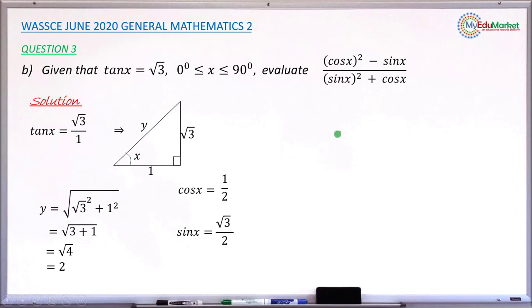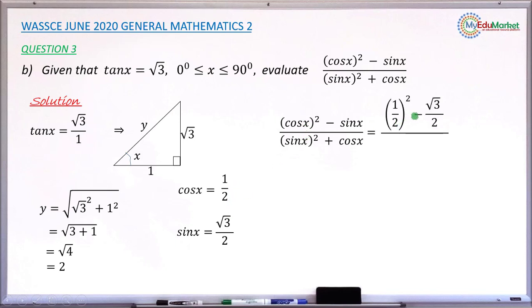That is (cos²x − sin x) all over (sin²x + cos x), which can now be substituted. I have cos x as 1 over 2, so cos²x will be 1 over 2 whole squared, minus sin x, which is root 3 over 2, all over sin²x, and sin x is root 3 over 2, so you have root 3 over 2 whole squared, then plus cos x, which is plus 1 over 2. So it's this fraction that we are now to simplify and get the final value.